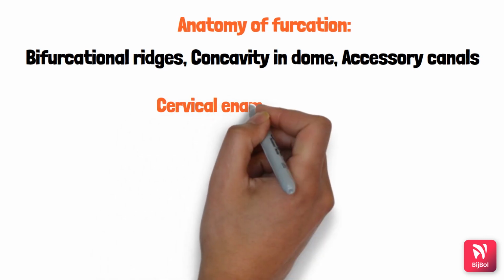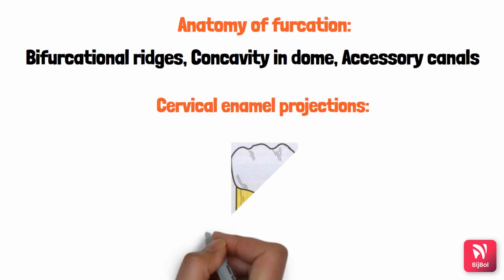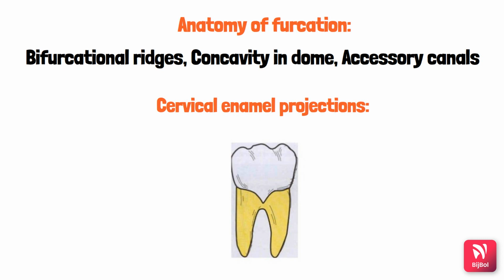Next is the cervical enamel projections. We have already seen it. So this projection of the enamel into the furcation area is called the cervical enamel projection, and this cervical enamel projection will form a local factor for the development of gingivitis and periodontitis. So it will complicate the scaling and root planing. It will affect the plaque removal in the area.